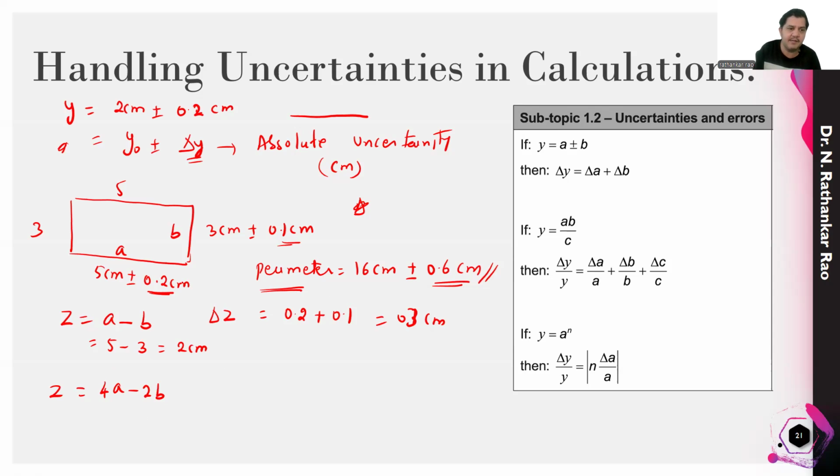4 into A. What is the value of A? A is here. 4 into A is nothing but 20. 20 minus 2B, and 2 into 3 should be 6. So therefore, this should be equal to 14. 14 centimeters should be equal to 4A minus 2B.